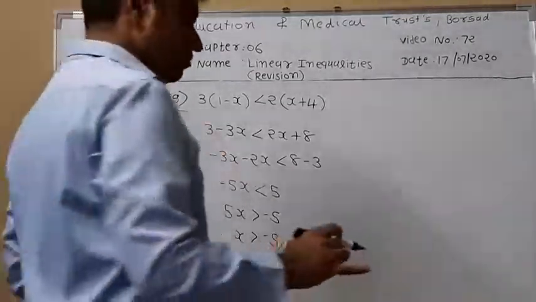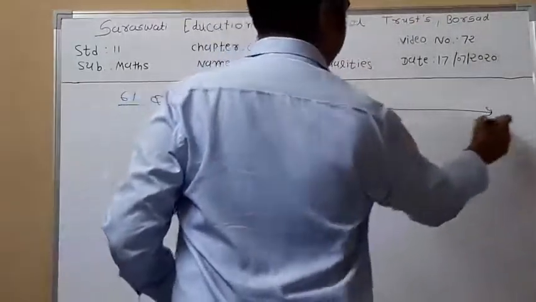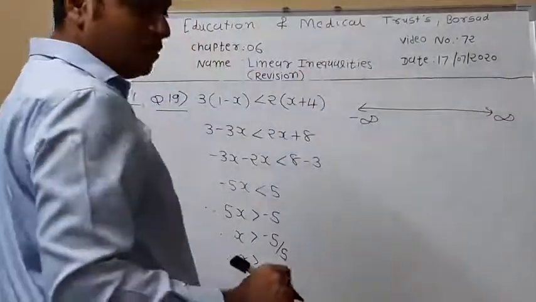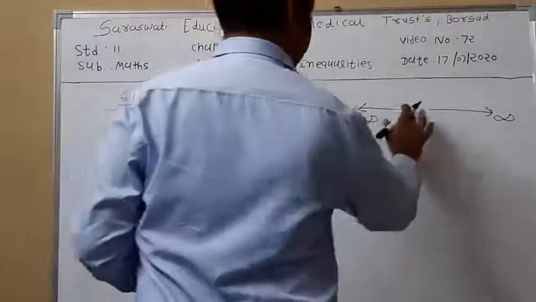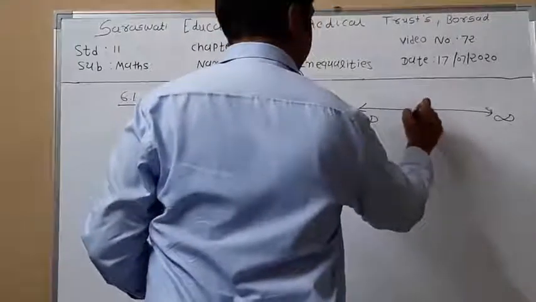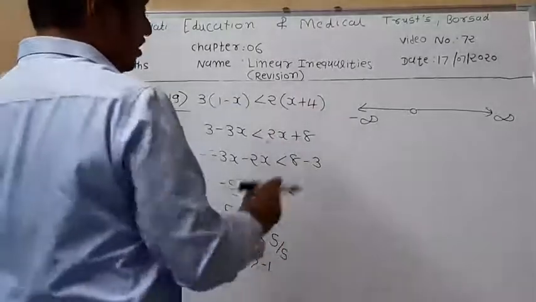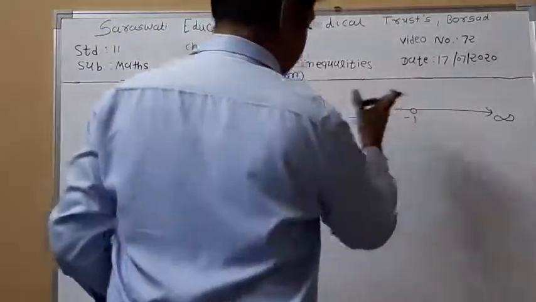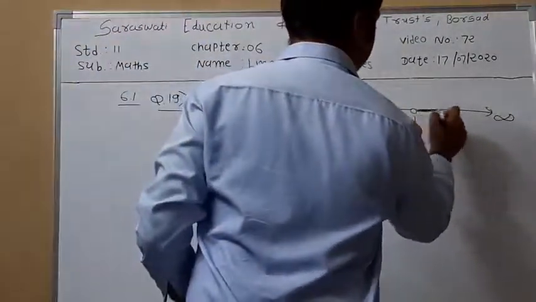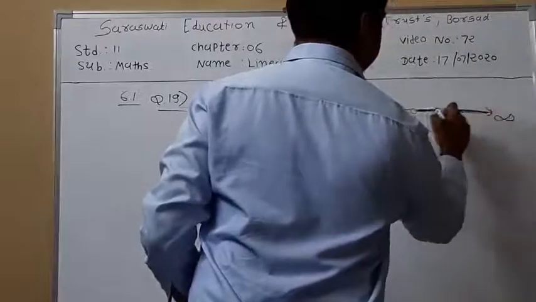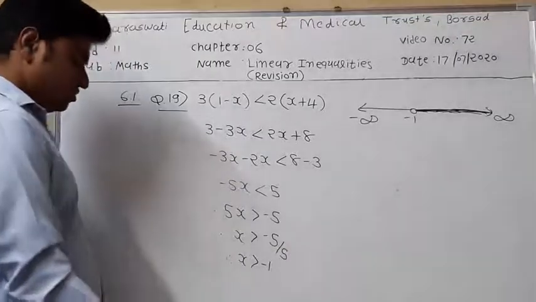Now the arrow is going to the right side. So here write minus infinity, here infinity. Now on this number line, at any place we can write minus 1. Now a strictly greater form is present, that's why draw a hollow circle. Write minus 1 here, and since the arrow goes to the right side, we darken this part of the line. Clear? Next question, question number 20.